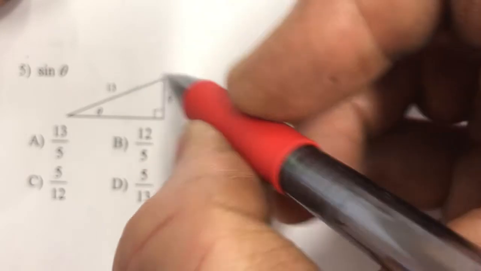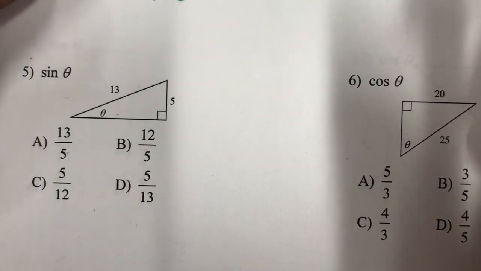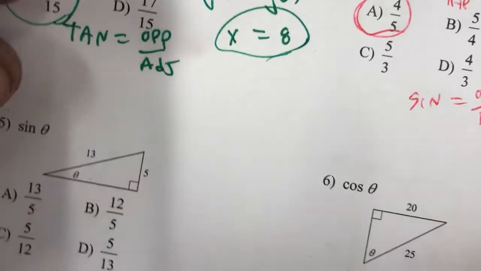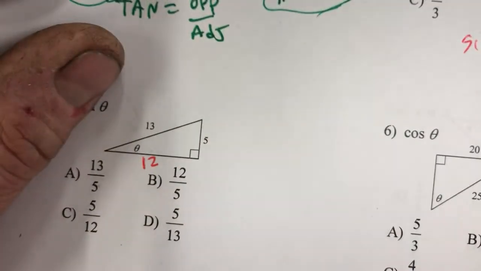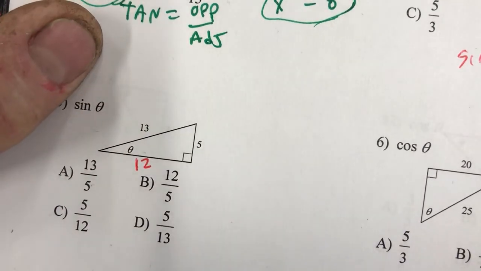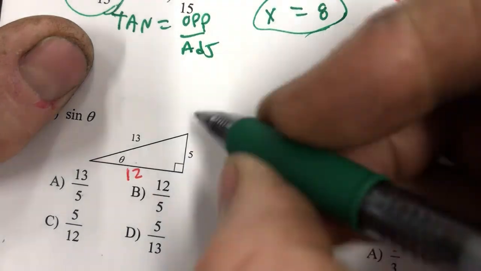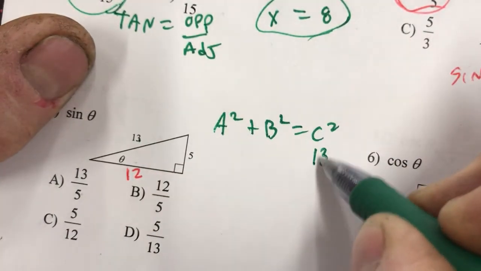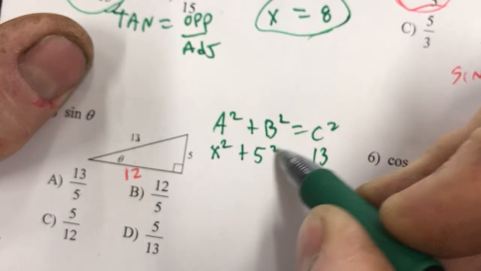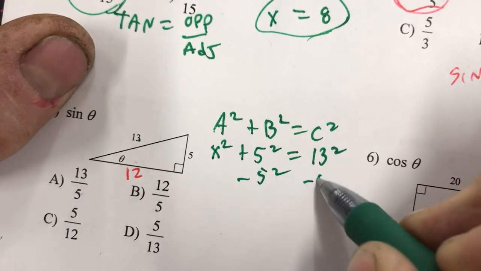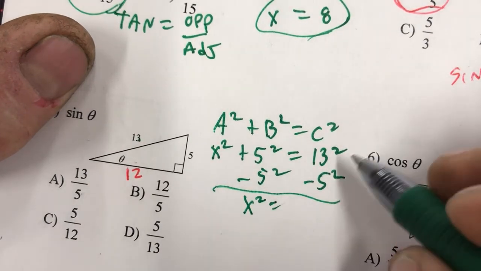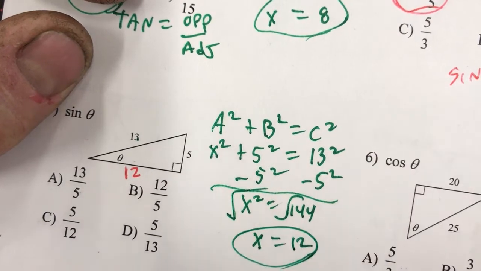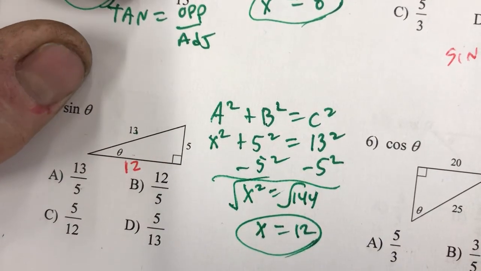We got this missing side, and I think we just have one like this. Yeah, right here, see, 5, 12, and 13. So this is 5, 12, and 13 also. So we cheated a little bit there. But again, we do a squared plus b squared equals c squared. I've got the hypotenuse here, and I've got this leg. So x squared plus 5 squared equals 13 squared. So I minus 5 squared. X squared equals 13 squared minus 5 squared, which comes out to be 144, and then I square root it. So x would be 12. So we got that.